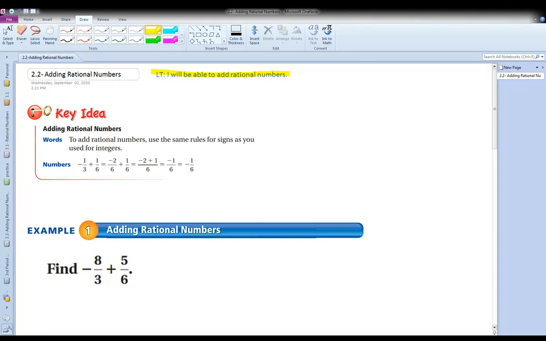Please make sure your composition notebook is out and you are writing everything that I am writing on the screen. Your notebook should look exactly like my screen. If you need to pause to write, that is totally fine. Okay, so let's get started.